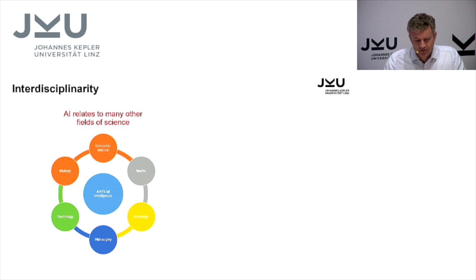Let us have a quick look at the interdisciplinarity of artificial intelligence. So first of all, AI relates to many other fields of science. It is, strictly speaking, a subfield of computer science. It has strong overlaps with the field of mathematics, but also with biology, the whole field of bioinformatics in that direction, and then, of course, psychology, philosophy, sociology. All these fields somehow have a relation with artificial intelligence.